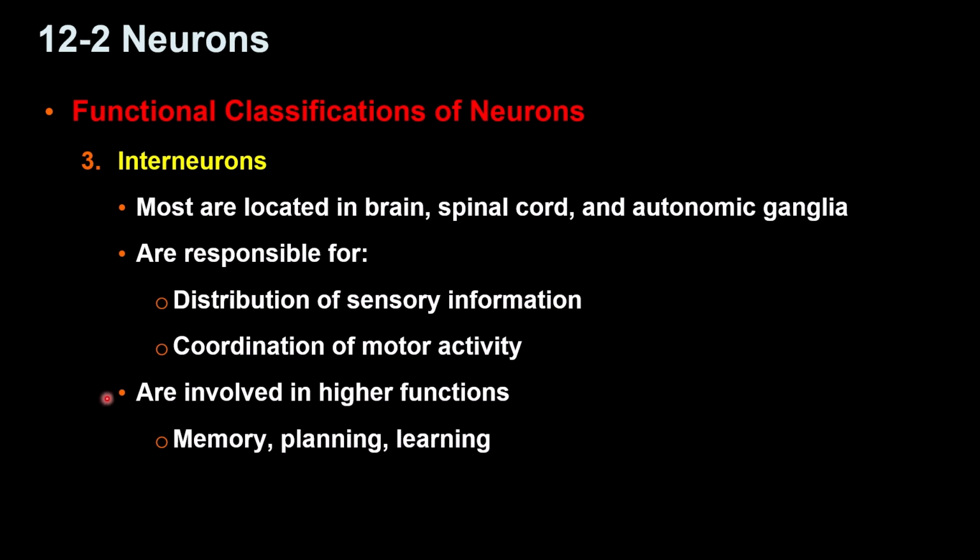They are called higher brain functions, like memory, learning, planning, judgment, personality, emotions, reward system. All of those things are related to interneurons. So there are a lot of different functions of interneurons.